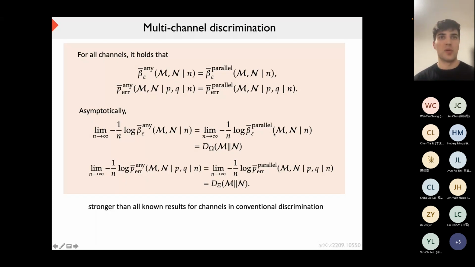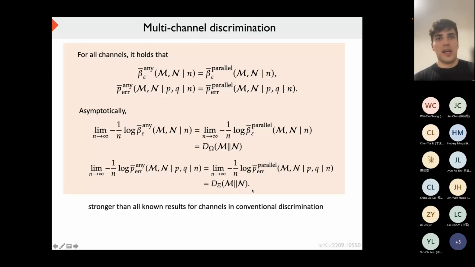So that's known as a weak converse bound. What we have here is a strong converse bound, which means that it holds for every epsilon. And for this symmetric error, nothing is known for the conventional setting. So we don't have an exponent for discriminating quantum channels in the conventional, the non-post-selected setting. But in this post-selected setting of this work, we can compute it exactly.